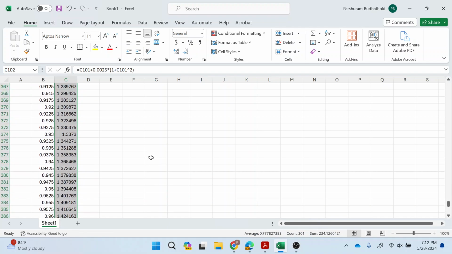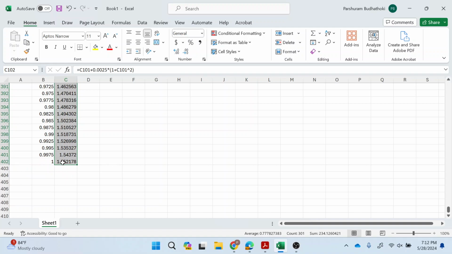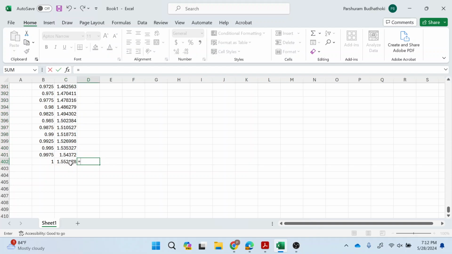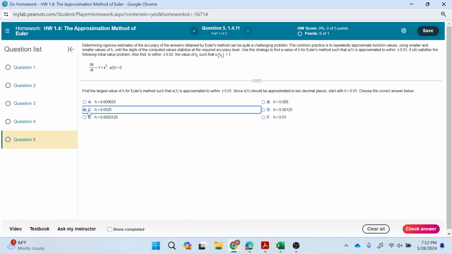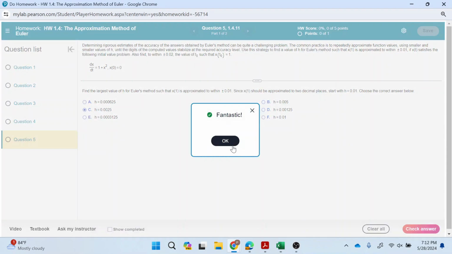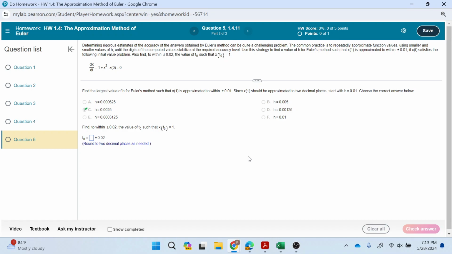So the last value for this second column is the value of x at 1, but is this in that approximation region? For that, you just find the difference between this one and the previous value. If this difference is less than 0.01, you're good to go. As you can see here, this difference is less than 0.01. So that's why this is the right h for us. So I'm going to choose h equals 0.0025. Keep in mind, I already know the answer. That's the reason I just jumped into h equals 0.0025. You can do the same thing using different h until you get that answer.